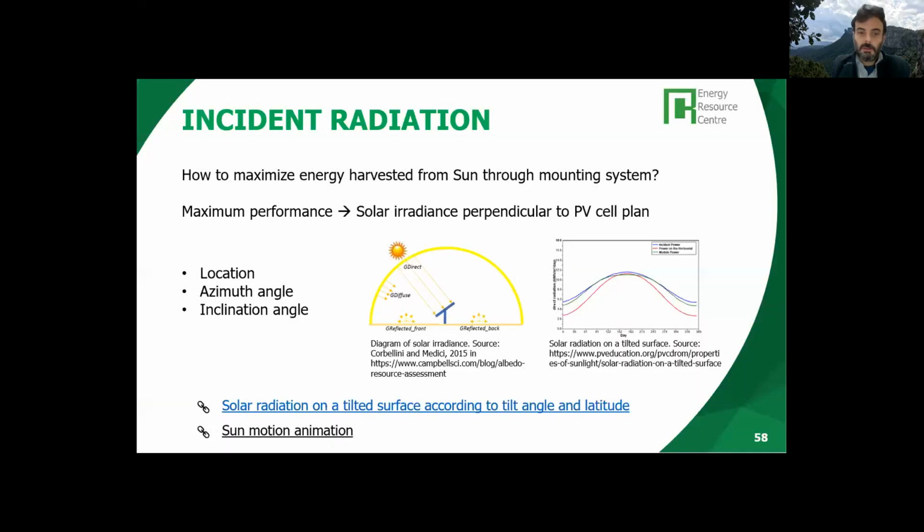Coming, just a second. Okay. You can see the presentation again, right? Yes, we can see it. Excellent. All right. So this was the sun motion animation.